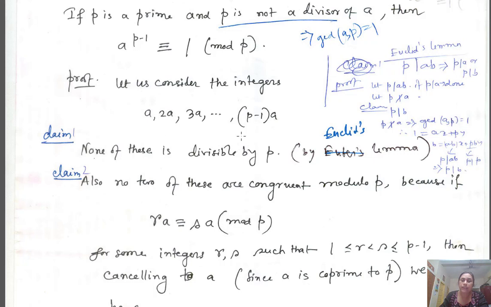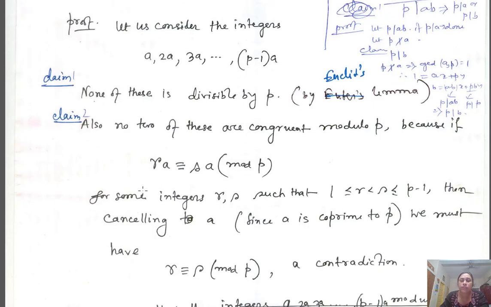If RA and SA from this set are congruent modulo P, then mind that these R and S range from 1 to P minus 1. Suppose R is less than S. So two elements I am picking from here, RA and SA, where R is less than S, and both are less than or equal to P minus 1. They are in the range from 1 up to P minus 1.